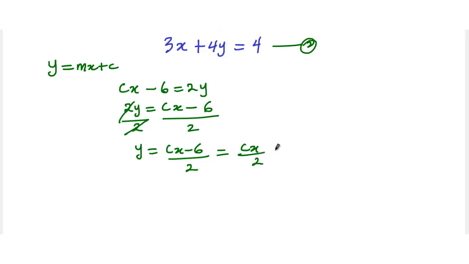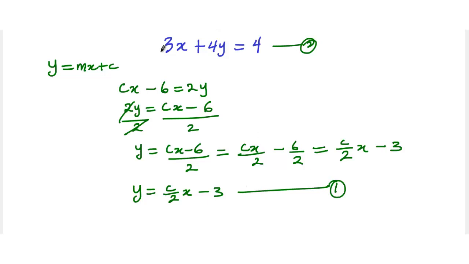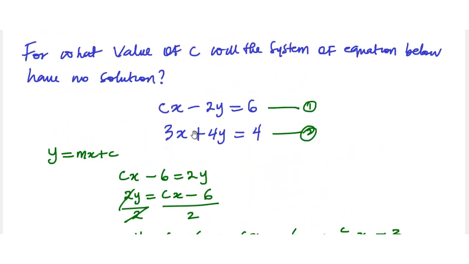Which can also be written as cx over 2 minus 6 over 2. So this gives us c over 2 x, and minus 6 over 2 gives us 3. So we have y is equal to c over 2 x minus 3. So this is still equation 1. It's just an extension of equation 1.